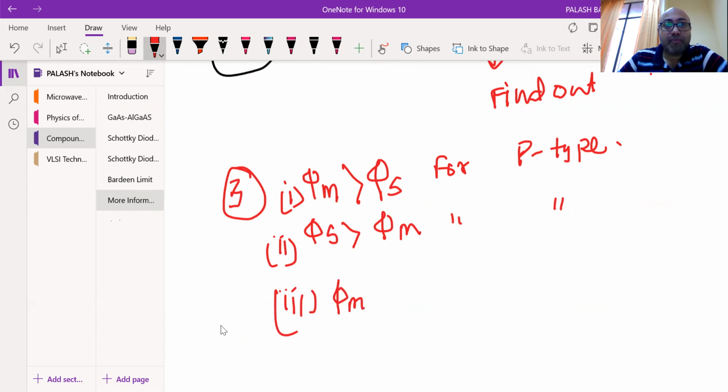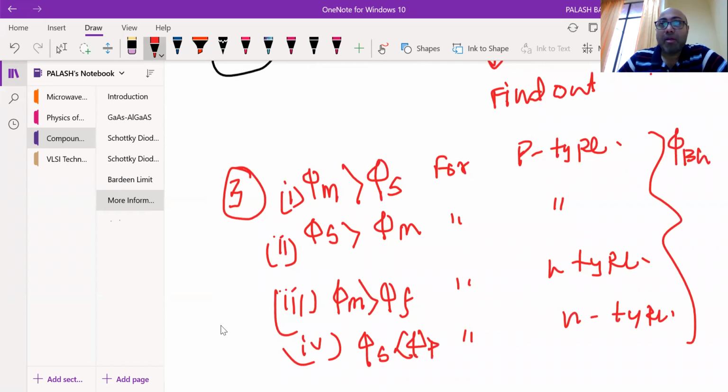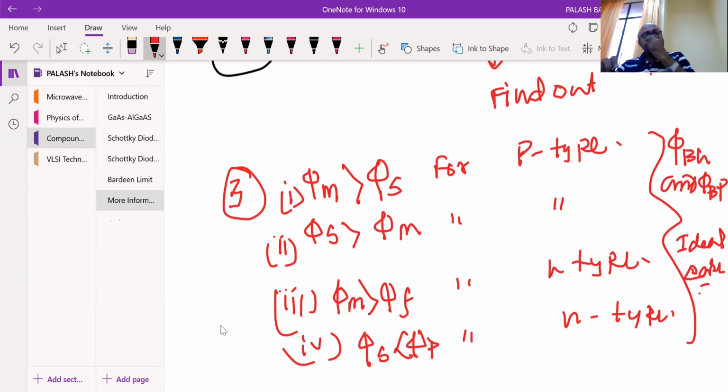You understand phi m greater than phi s for n-type semiconductor, and phi s greater than phi m for n-type semiconductor. So here, please find out what is the phi Vn and phi Vp for the ideal case. Why ideal case?